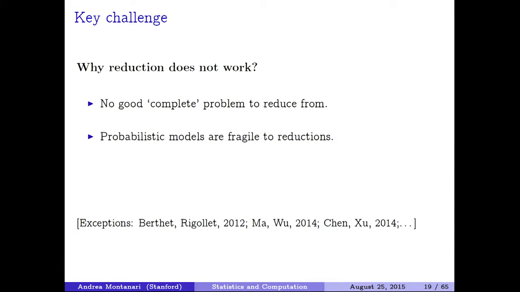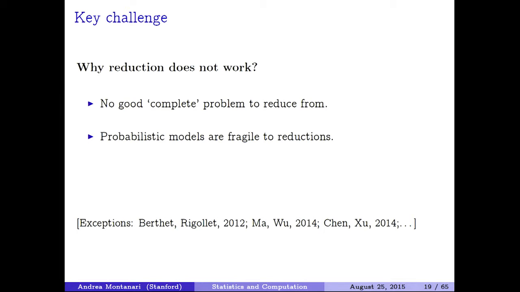Okay? So in this kind of problem, reduction doesn't work very well. It's not easy to make it work for two reasons. First, there is not a good complete problem, like satisfiability, that is very easy to reduce from. And second, probabilistic models are fragile to reduction. When you do reduction, you reduce in the worst case, and worst case is very robust to reduction, but average case is very fragile. The distribution of the instance changes a lot when you do a reduction, of course.